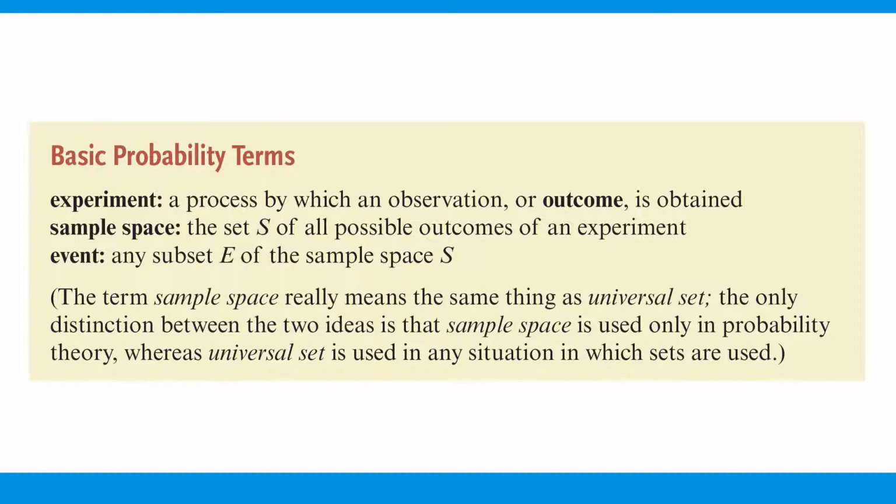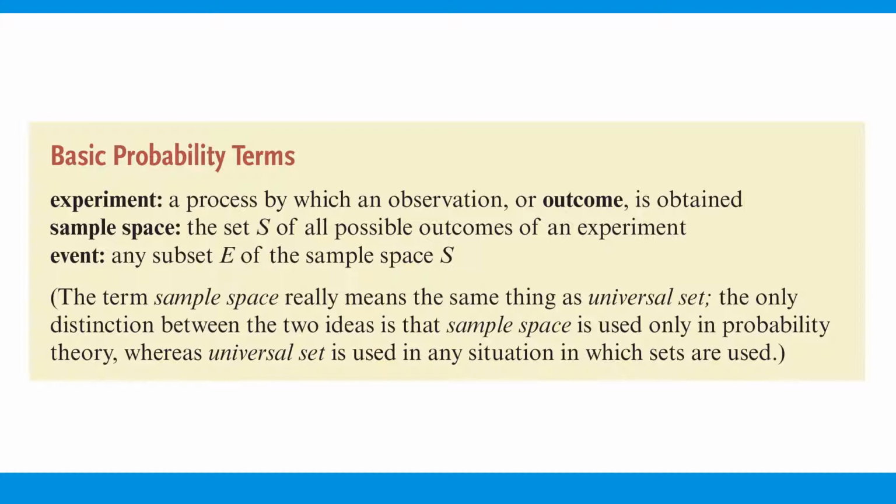An experiment is a process by which an observation or outcome is obtained. So the experiment is what you're actually doing, so if you're rolling a dice or picking a card. The outcome is all of the possibilities, what could happen. So if you're rolling a dice, the outcomes are 1 through 6.